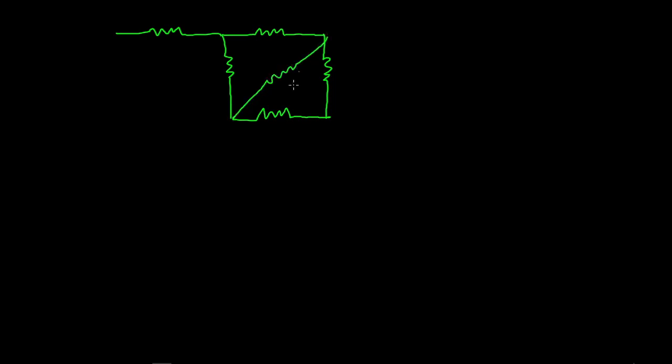Let's consider another example that may look a little bit complex. We have a circuit like this. We have another resistor here, another resistor here, a resistor here, and a resistor here. We have another one going back.